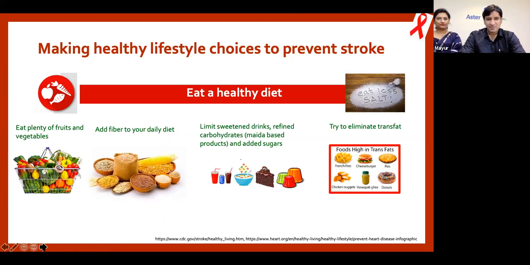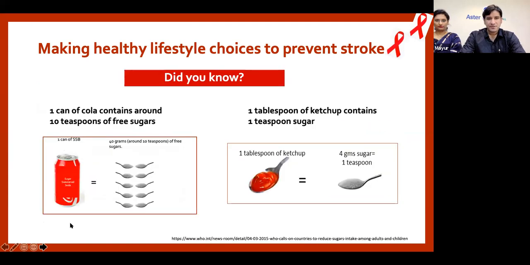So a healthy diet comprises basically eating plenty of fruits and vegetables, eating a high fiber diet, and limiting the use of sweetened drinks and refined carbohydrates like maida-based products and added sugars, and trying to avoid junk foods like French fries, nuggets, pizzas, burgers, etc. Because all these foods contain a lot of calories and have added sugar in the diet, which is unhealthy.